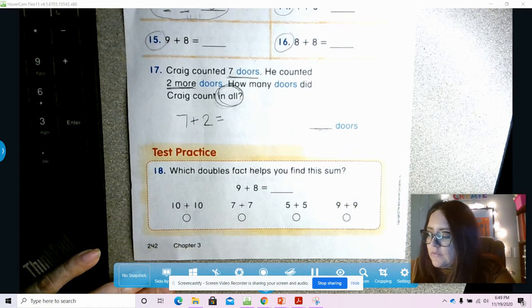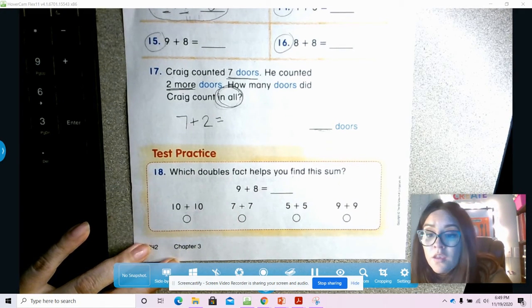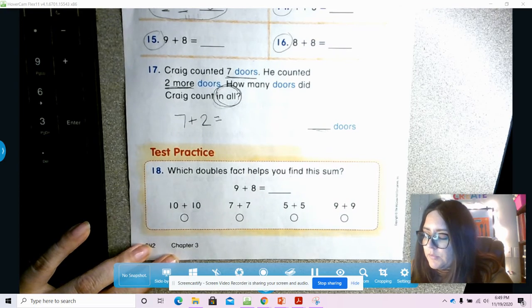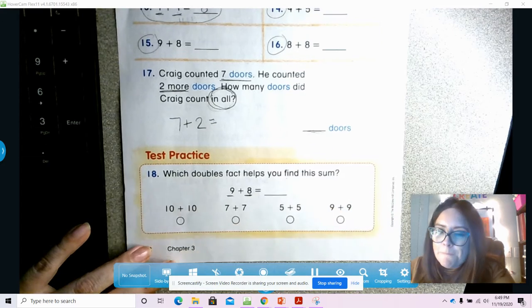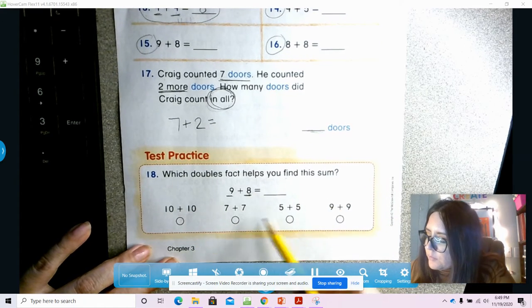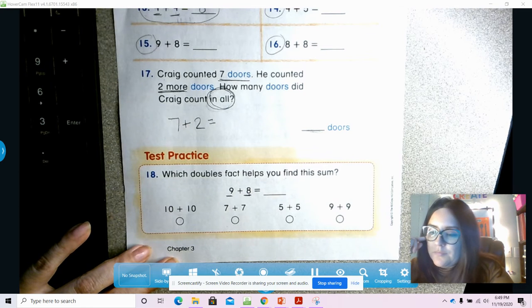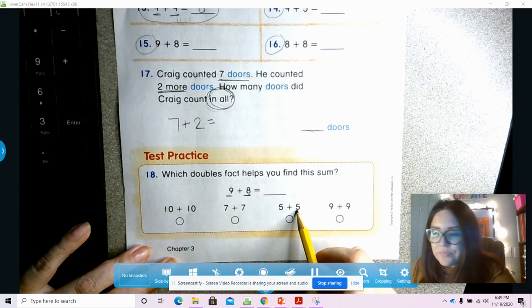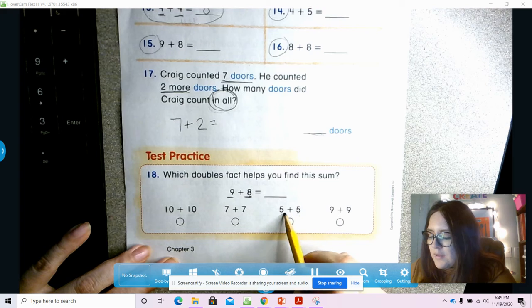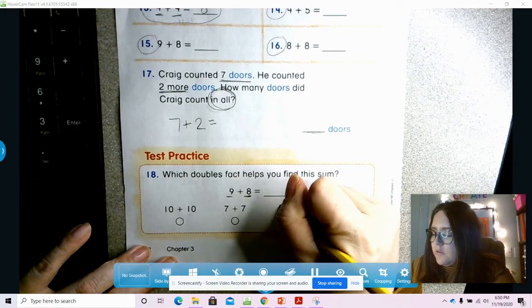Number 18 says, which doubles fact helps you find the sum? So this is the one that we were looking at, doubles. Our problem right now is 9 plus 8. Which of these doubles is really close to 9 plus 8? Is it 5 plus 5? No, because 5 is pretty far from the numbers 9 and 8. So it's not 5.